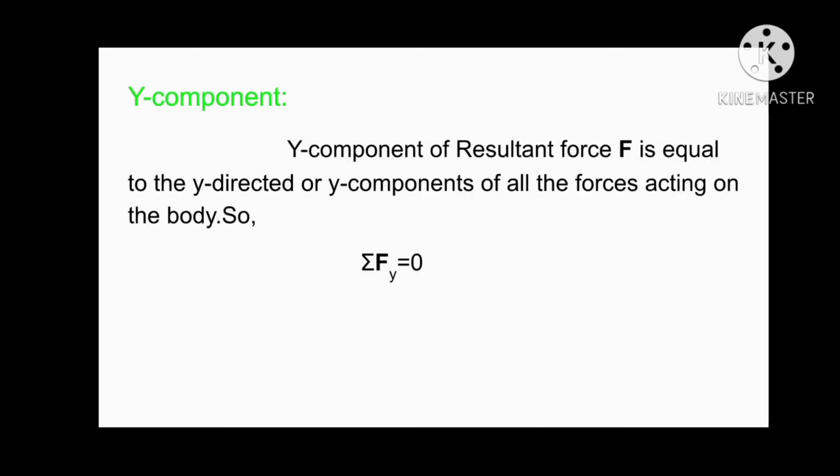Similarly, the y component of resultant force F is equal to the y components of all the forces acting on the body. Means the sum of all the forces acting along the y component shall be equal to the y component of resultant force F. So mathematically we shall write it as sigma Fy is equal to 0. Means the sum of all the forces acting along the y component is equal to 0.